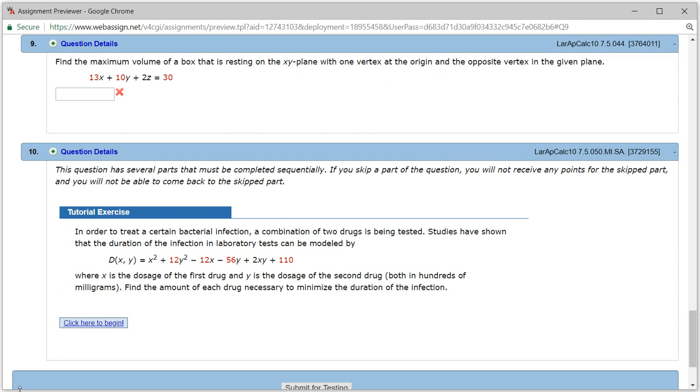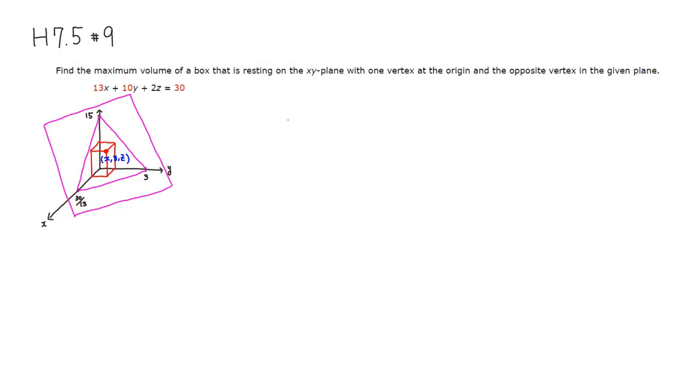Alright, let's look at homework 7.5, problem number 9. We want to maximize the volume of a box, one of whose vertices is sitting on the given plane here. So let's do that. I already drew a picture, so we want to maximize this box here.